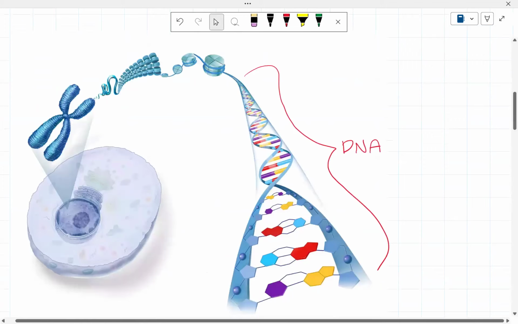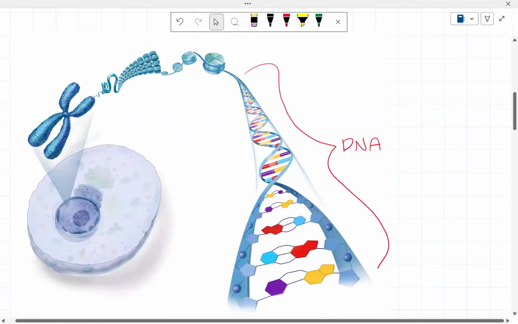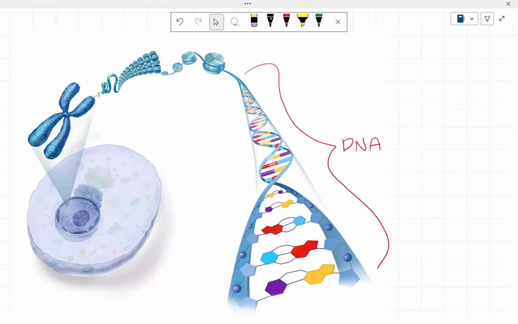Now, DNA itself looks like this on the right-hand side. It's a long, twisted ladder. But there is a large amount of DNA in your body. In fact, there is enough DNA in all of your cells to go to the moon and back, I believe, 40 times. That is a lot of DNA.